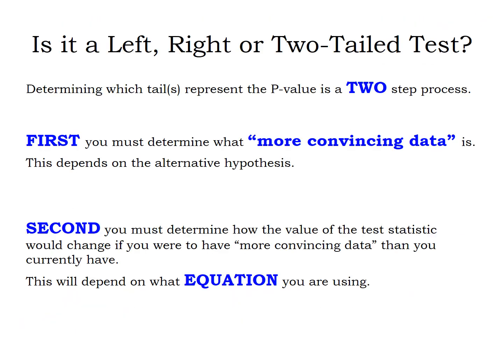Okay, so one last time. Determining if you're doing a right, left, or two-tailed test is a two-step process. All right, you have to look at your alternative hypothesis. That will tell you what more convincing data is. And then the second step is to check your equation out and say, if p-hat got bigger, if x-bar got smaller, whatever more convincing data is in the scenario, if that was to happen, how is the equation going to react? And that is how you know if you're doing a right, left, or two-tailed test.